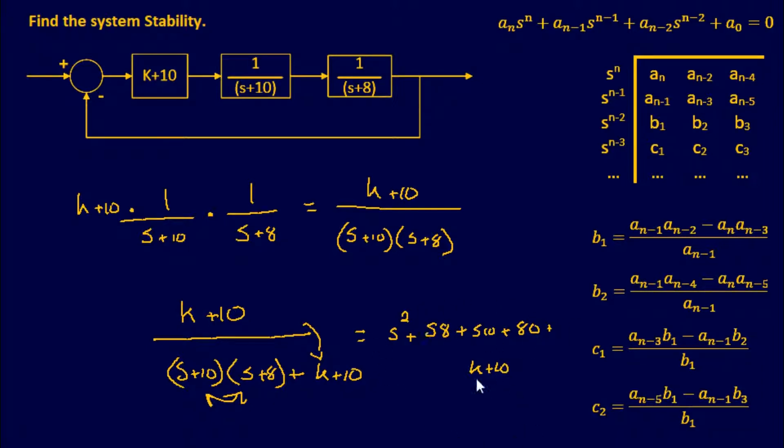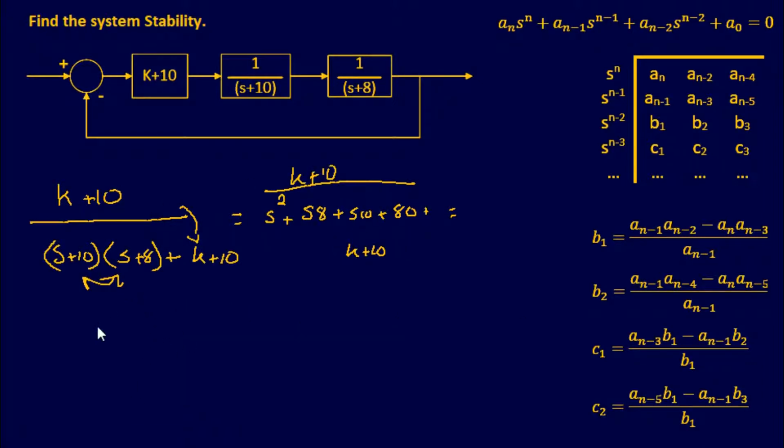Tell you what, let me see if I can simplify this down one more time. So I'm going to move this over and simplify it down one more time. So all I did was k plus 10 over, and that's s squared, plus s8 plus s10 is 18s, plus 80 plus k plus 10.